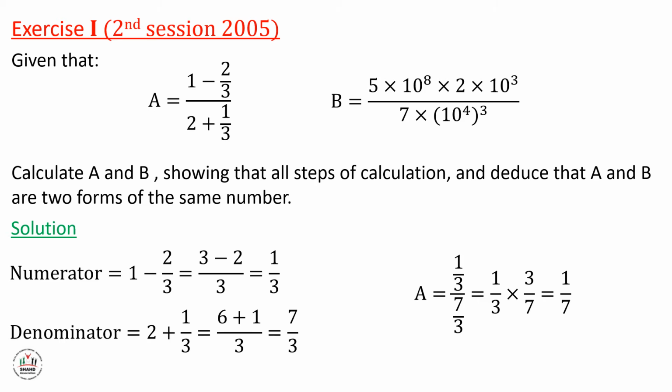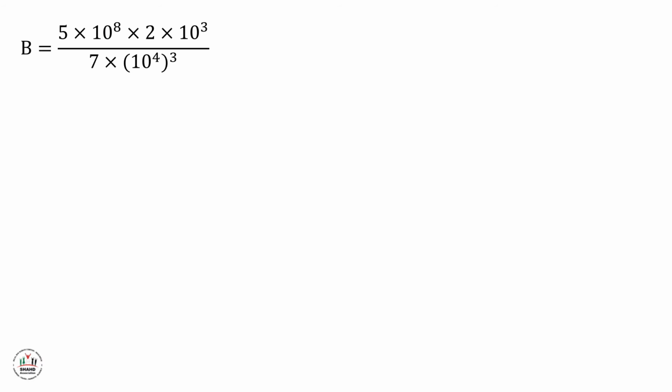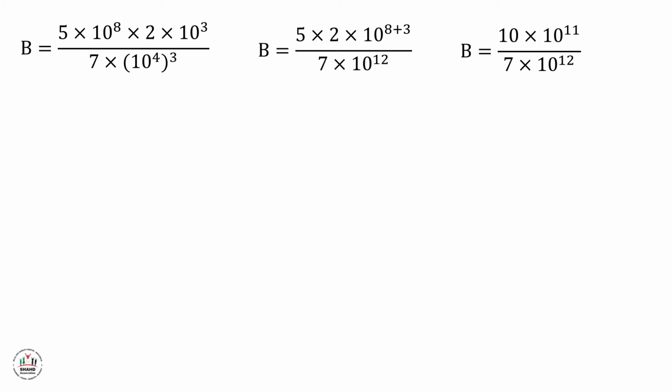Let's see B. B is equal to 5 times 10 to the power 8 times 2 times 10 to the power 3 over 7 times 10 to the power 4, all to the power 3. So 5 times 2 times 10 to the power 8 plus 3. Why? Because 10 to the power 8 and 10 to the power 3 have the same base, so we can add their exponents. So 10 to the power 8 plus 3 is equal to 10 to the power 11. And of course, 5 times 2 is equal to 10.